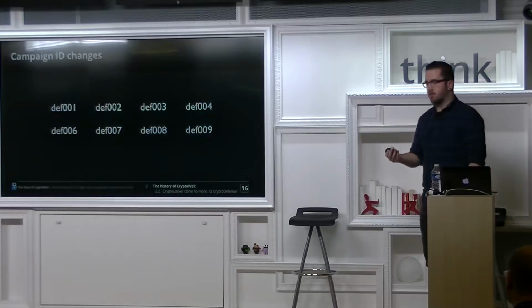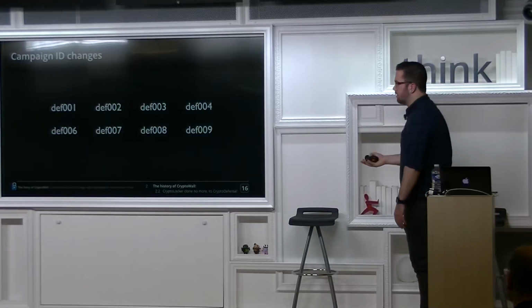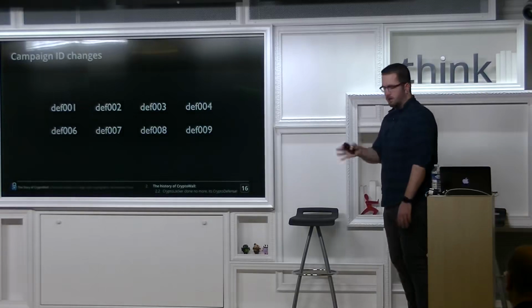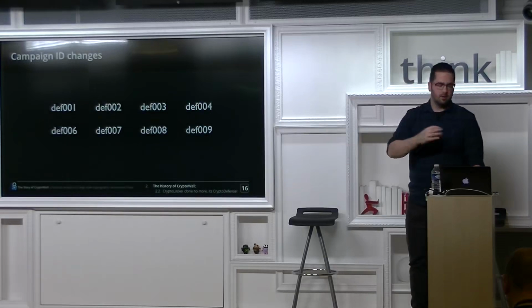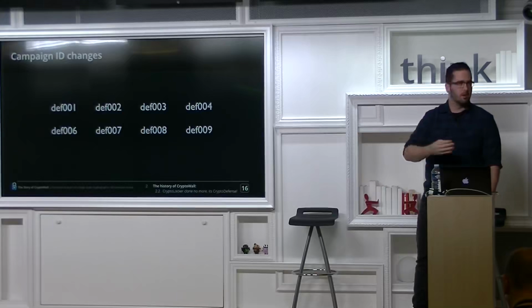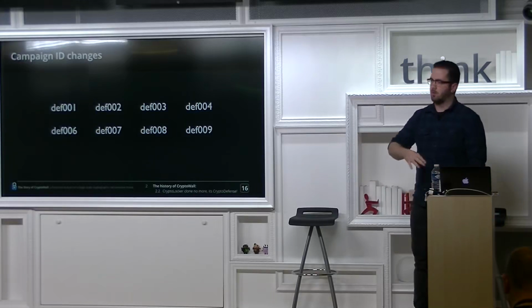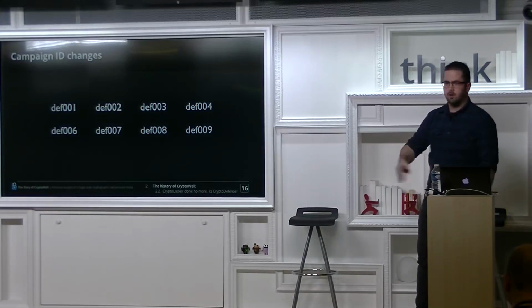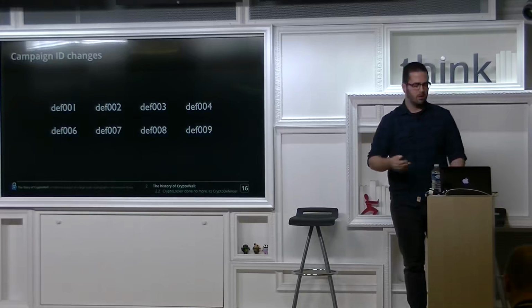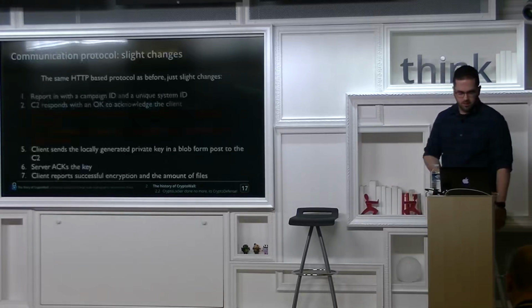Now, one thing that changed from this version is that the campaign IDs were not random words or that kind of stuff anymore. They were actually these kinds of things. So it was def with some kind of number behind it. These numbers were incremental, and between all these different numbers, you could see small changes in the binary. So this is just development. This is just version tracking in the development of their malware, or ransomware in this case.